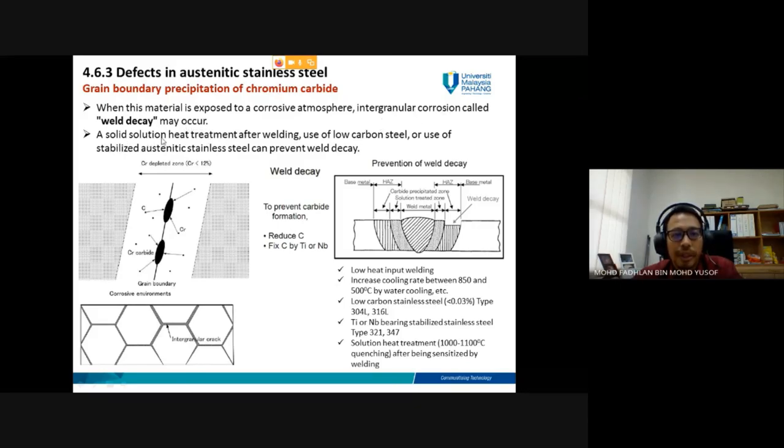A solid solution, heat treatment after welding, use of low carbon steel or use of stabilized austenitic stainless steel can prevent weld decay. So kita tengok grain boundary precipitation of chromium carbide ni tadi, dia akan affect what we call weld decay kalau material ni expose kepada corrosive atmosphere. Antara cara kita nak elak ni lah, use of low carbon steel, use of stabilized austenitic steel. So itu antara cara dia.